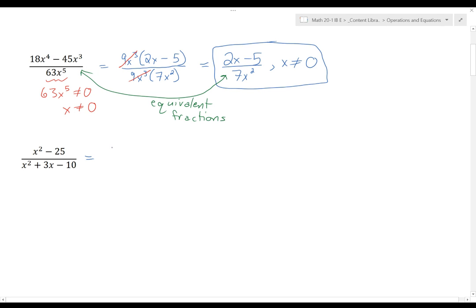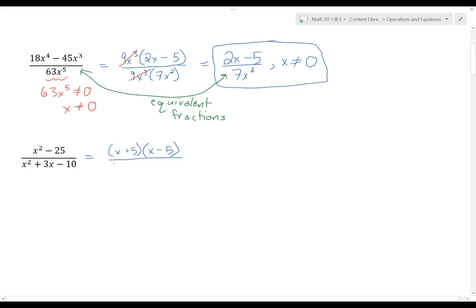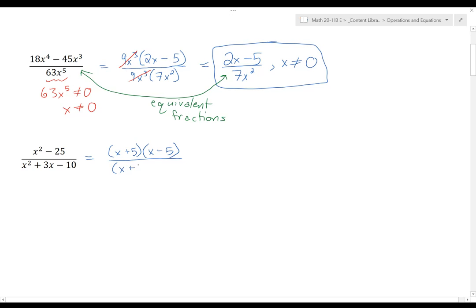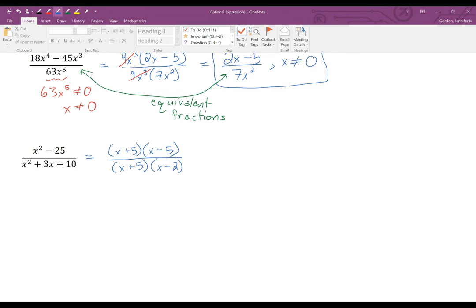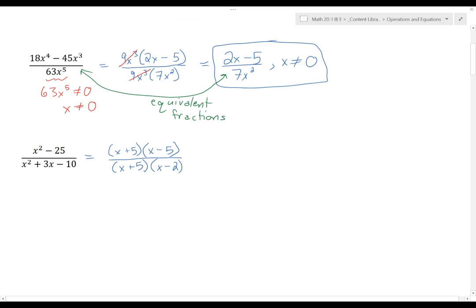So the factors of the numerator are x plus 5, x minus 5. The factors of the denominator, x plus 5, x minus 2. Now, as we go through this lesson, you'll see that factoring comes up a lot. So being able to factor quickly and efficiently is really important. If you're not quite yet at that stage, then you probably need to practice some factoring to make sure that you're able to do it as efficiently as possible.